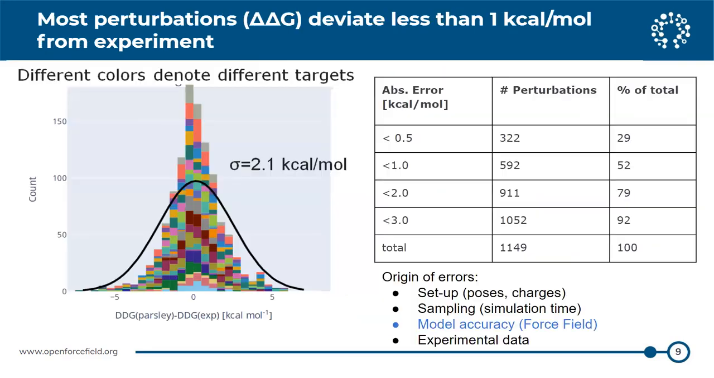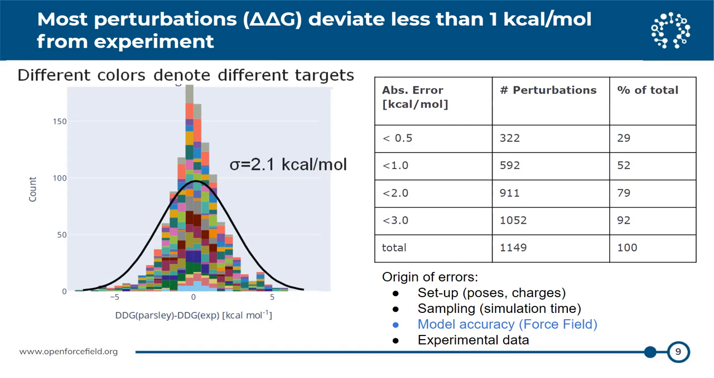Next, please. We can also illustrate the difference between experimental and calculated values in such a histogram, where the different colors show the results for the different targets. This is more or less a normal distribution with a standard deviation of 2.1 kcal per mole, meaning that more than half of the perturbations deviate less than 1 kcal per mole from experiment.